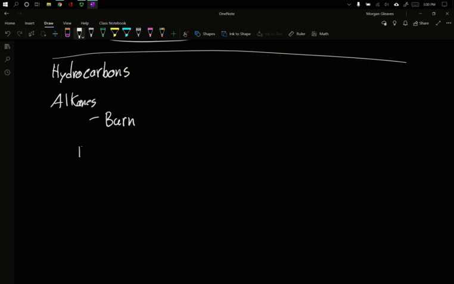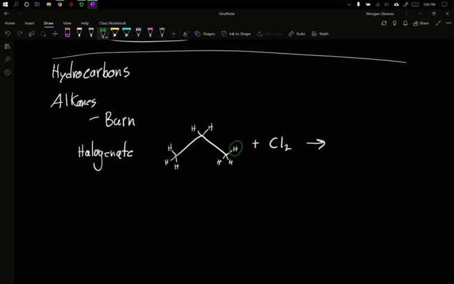Alkanes can halogenate. If you have propane, and you were to add a dihalide, like Cl2, what can happen is, well, there are hydrogens on that alkane. Chlorine can steal one of them. And so, well, it's a bit random. Let's just say this one. One chlorine will steal it, and the other will take its place. So you will end up with chloropropane.